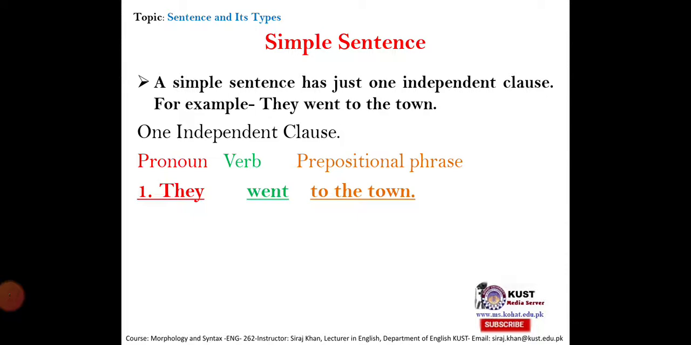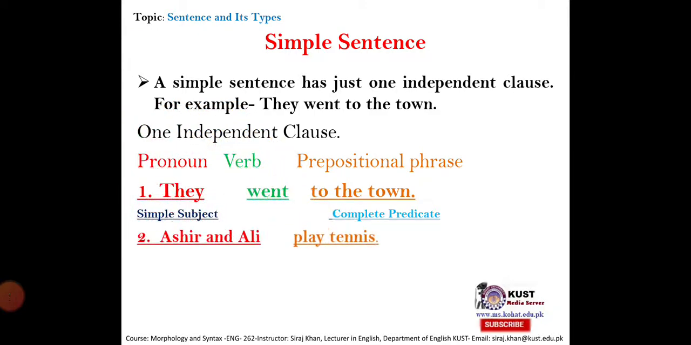They here is a pronoun, went is a verb, and to the town is a prepositional phrase. They is a simple subject. Went to the town is a complete predicate. Ashir and Ali play tennis. Now here the first example, they went to the town, is a simple sentence with a simple subject and a simple predicate.